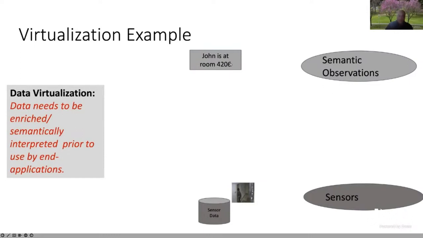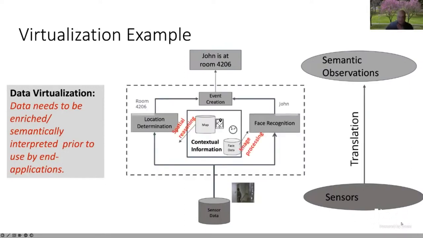Now, to interpret from this camera data to the fact that John is in 4206 requires translation, and this translation logic could actually be pretty complex. First, to interpret that this is John, we may have to do face recognition, or even semantic reasoning of the following kind: if we knew the room being entered is 4206, we could figure out that this room belongs to John, and therefore the person entering could potentially be John. Likewise, for location determination, we may have to do a significant amount of spatial reasoning as well, based on maps and other information.